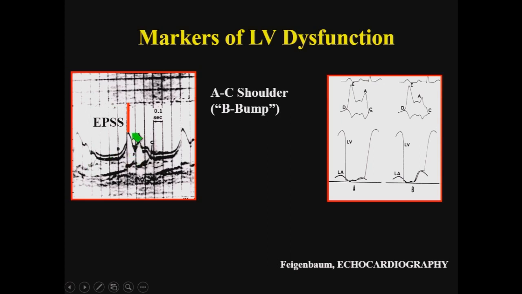You also see that characteristic closure that during the closure has an extra wave. We call it the B bump or the AC shoulder between the A and the C. We saw this characteristic shoulder, and this you see in patients with elevated left ventricular diastolic pressure.